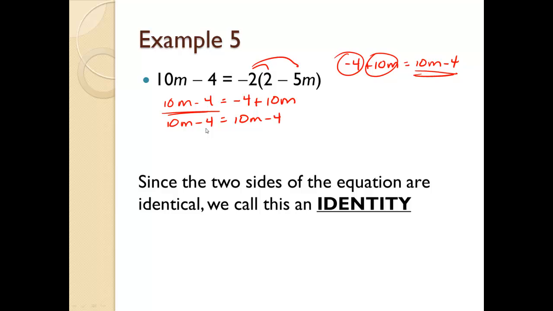But again, let's say that you didn't realize it, and you wanted to get your variables on one side, your numbers on the other. You'd subtract 10m from both sides, add 4 to both sides. That would give you 0. That would be 0. That would be 0. So you'd have 0 plus 0 on both sides. Okay, looks weird. 0 equals 0, but 0 does equal 0, so that's true. So that would be an identity.